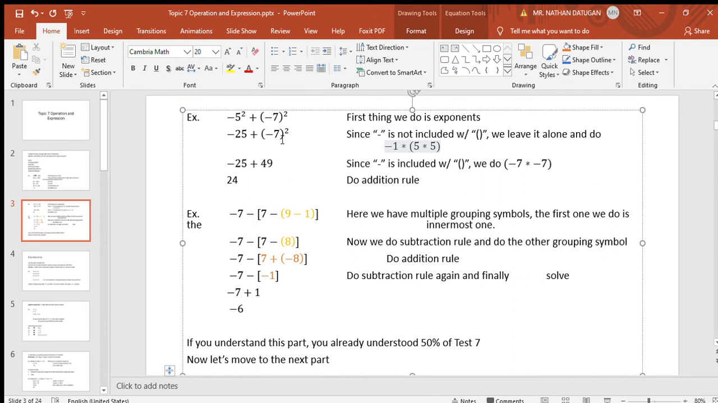Now let's move on to the next exponent, negative 7 squared. In this case, the negative is included. That's why when we square it, it's actually going to be negative 7 times negative 7, which is 49. So in the end our question will become negative 25 plus 49, and if you do the addition rule, you're supposed to get 24.